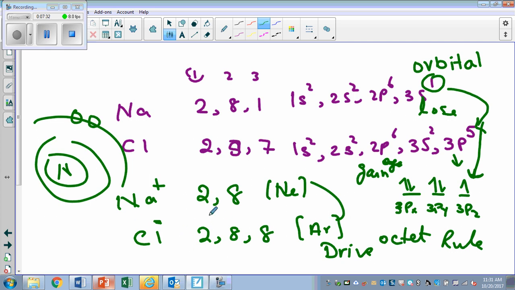So this is the reason ionic bonds are formed. They want to follow the noble gas configuration. They want to complete their octet. So metals lose electrons, non-metals gain electrons.